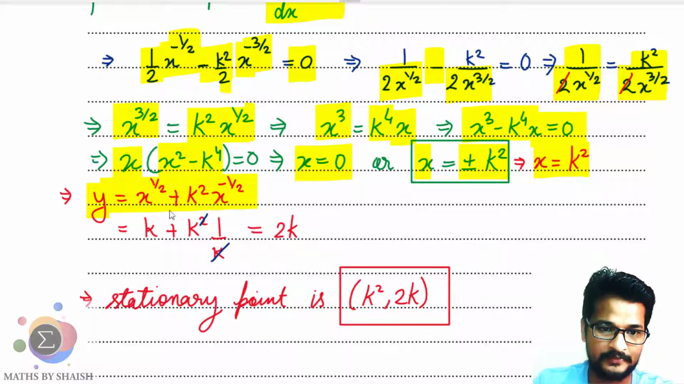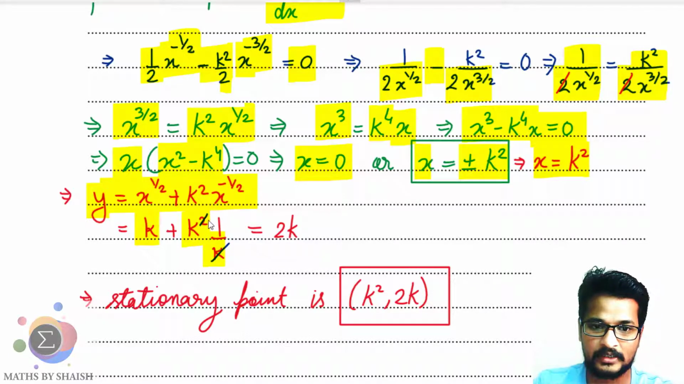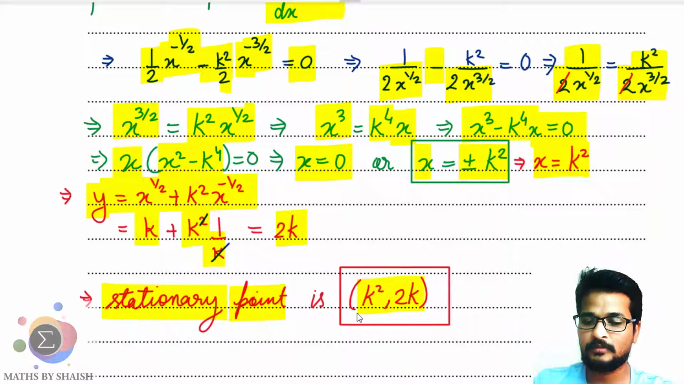For y we have the curve equation given. x to the power 1 by 2, because x is k squared, would of course be k, and then k squared is there, and x to the power negative half means 1 upon x to the power half, so k got cancelled, and it is going to be 2k. So the stationary point, or minimum point, is going to be k squared comma 2k.